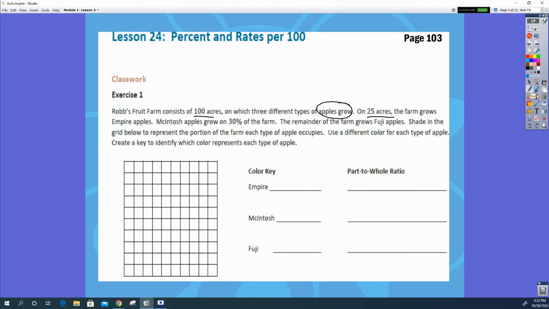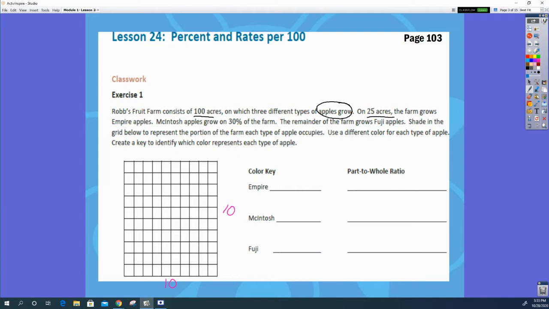So right now, if I'm looking at this grid, what does this grid measure by? So I have 1, 2, 3, 4, 5, 6, 7, 8, 9, 10 by 1, 2, 3, 4, 5, 6, 7, 8, 9, 10. So this is a 10 by 10 grid, which gives me 100 squares, 100 units. All right, so right now, we know that on this farm, there's 3 different types of apples that they grow.